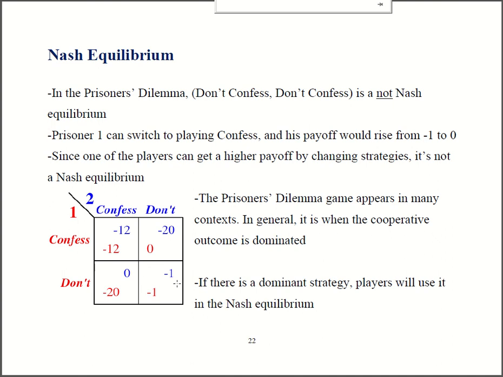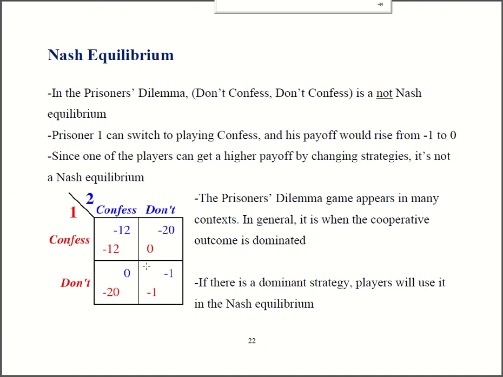By the same logic, prisoner 2 could also improve their payoff by changing to confess. Right now, if both are don't confessing, they're both getting negative 1. If prisoner 1 is sticking to don't confess, prisoner 2 could switch to playing confess, and now prisoner 2 is getting 0. It's better to get 0 than get negative 1, so prisoner 2 will want to switch. So this outcome here, they're both playing don't confess. It's cooperative, but it's not stable, so it's not a Nash equilibrium.